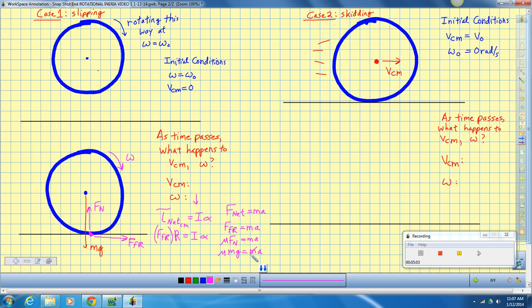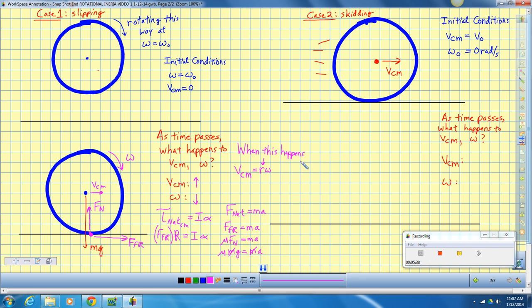And so basically we can see that this thing is going to have some kind of linear acceleration. It's going to gain speed as time passes because of the direction of the force. We have an unbalanced force in this direction, so that's going to make the velocity of the center of mass increase as time passes. Okay, when does this thing start to roll without slipping? Well, we know that the rolling without slipping condition is when the velocity of the center of mass equals r omega. So when this happens, the thing starts to roll without slipping.